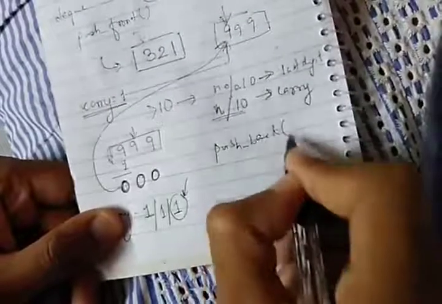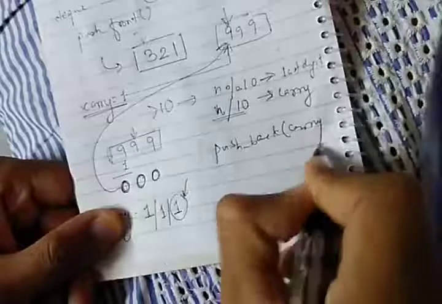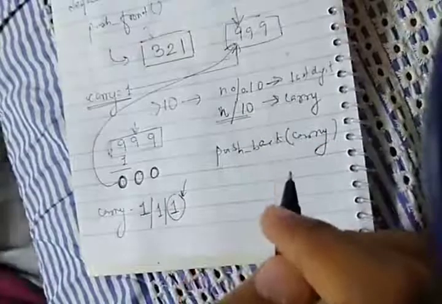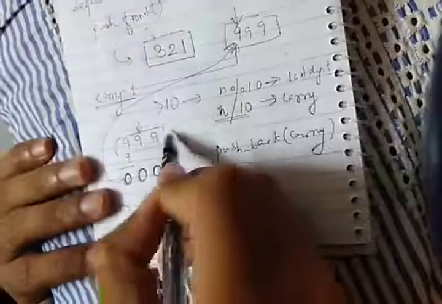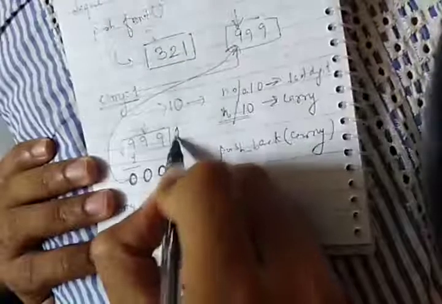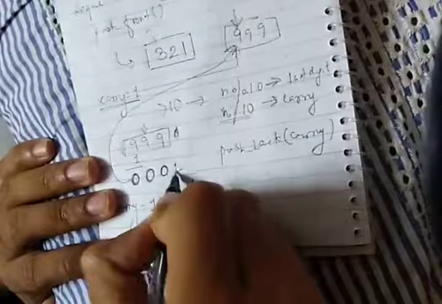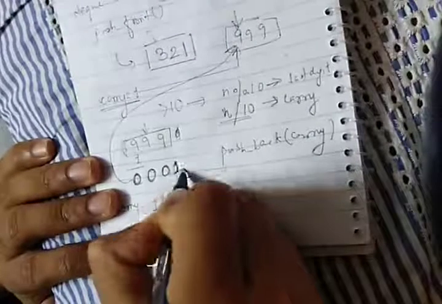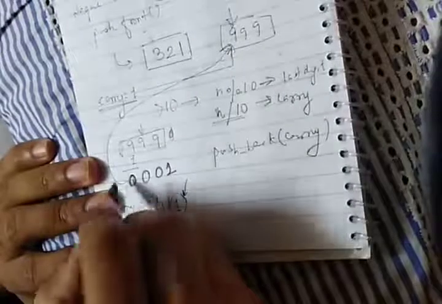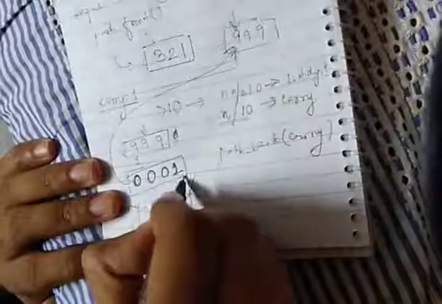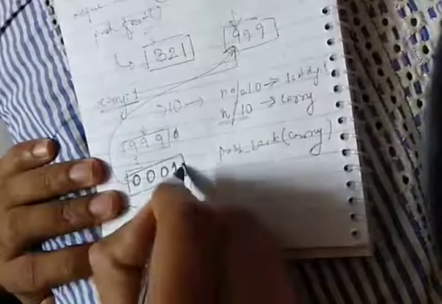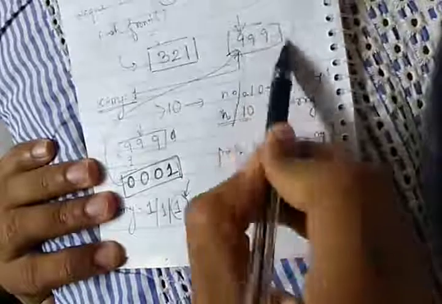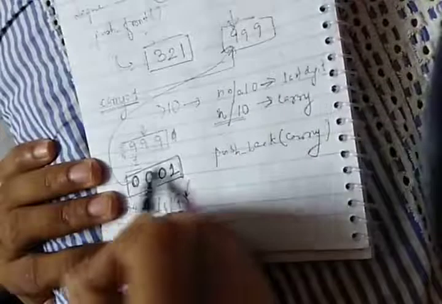So I'll do push back carry. Make sense? So this will put 1 on this side, so this will put 1 here. So now this is our new deque, we are replacing the 999 deque with this.